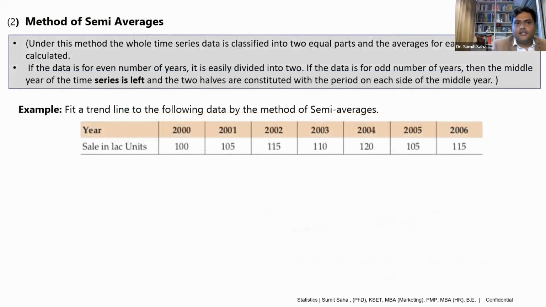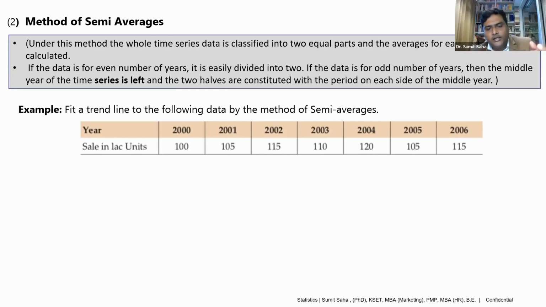Next one is the semi-average method. That means I am not taking the full average, but I am dividing the series into two parts. Think that this time series data is given, and I need to make the projection for a certain year. Let's say 2000 to 2006, a total of 7 years, are given. In the semi-average method, I will make two groups, and then I will take the average value of the first group's data and the second group's data, and those two values I will join, because to draw a straight line I need two minimum points.